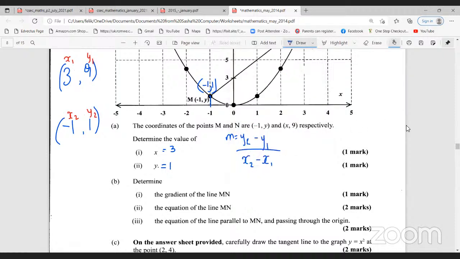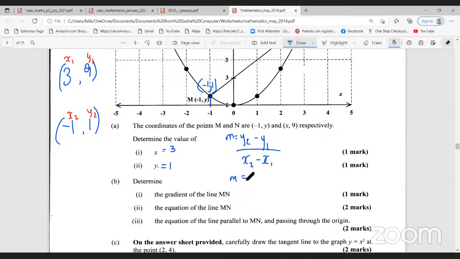Now you're going to put into your formula what you have. Miss, we could have -1 as x1, 1 as y1. Miss, that's all I wanted to know. Good? So let's find the gradient now. M equals what?